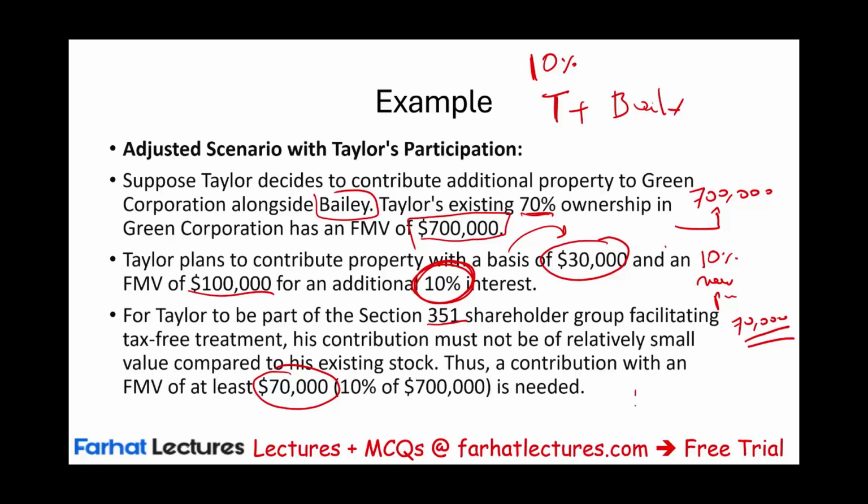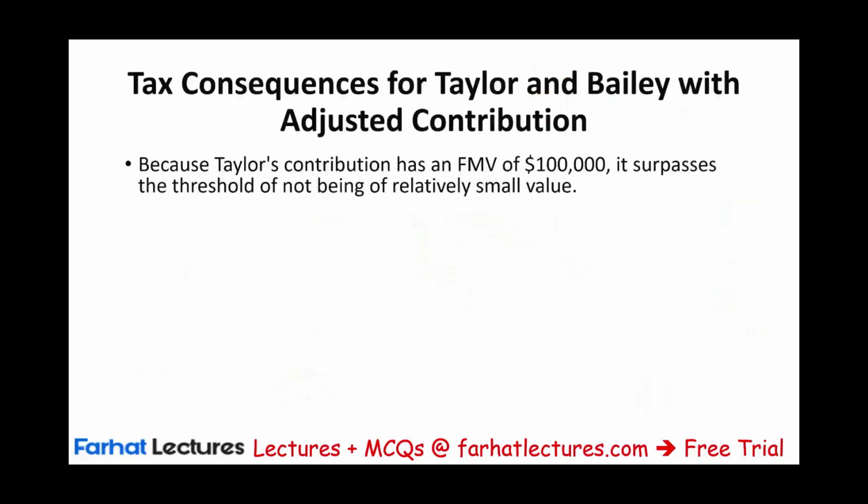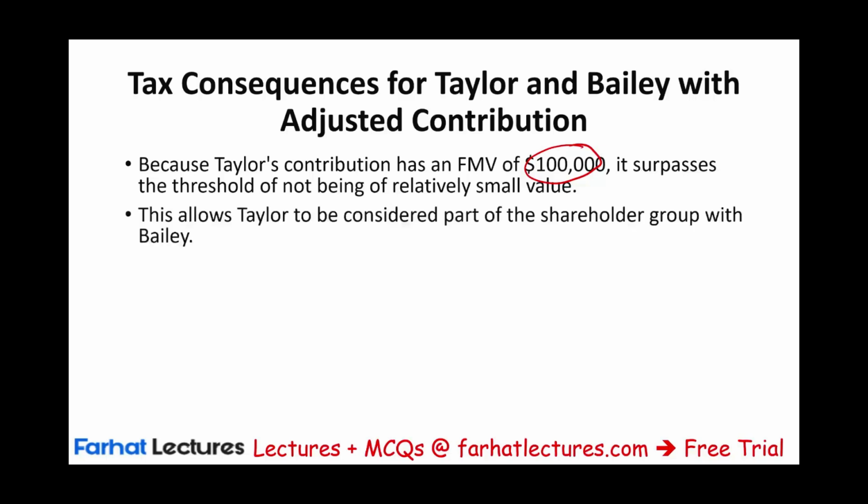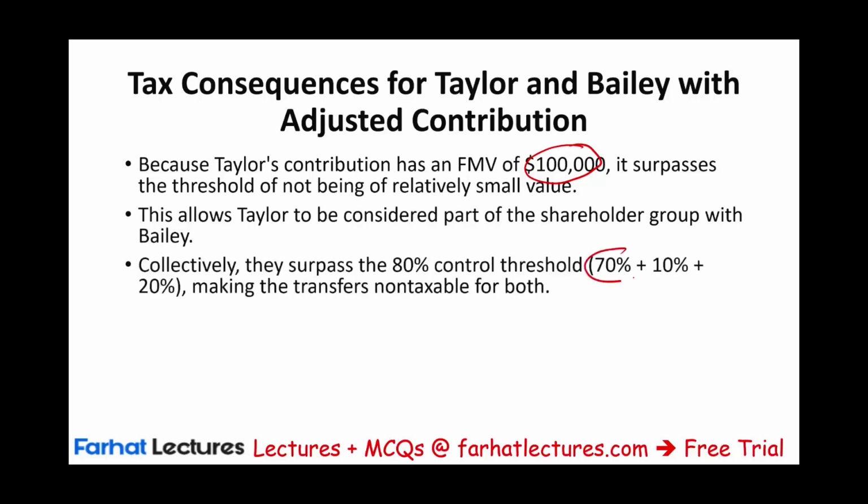Therefore, now what's going to happen? We're going to count Taylor in Section 351. Now, if Taylor and Bailey contribute together, because Taylor's contribution has a fair market value of 100, it surpasses the threshold of not being relatively small. This allows Taylor to be considered part of the group. Now what's going to happen is this. Taylor is 70% initially, plus 10% new, plus the 20% of Bailey. Guess what? We exceeded 80%. What does that mean? It means the transaction now becomes non-taxable.